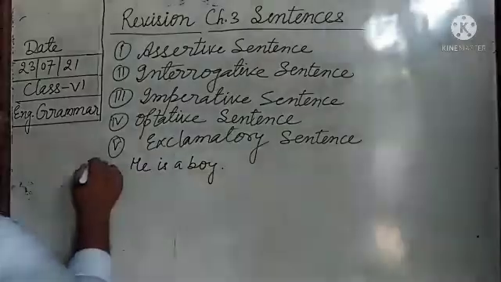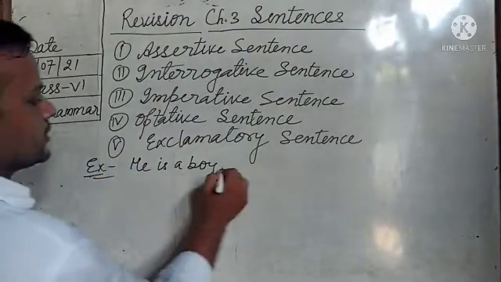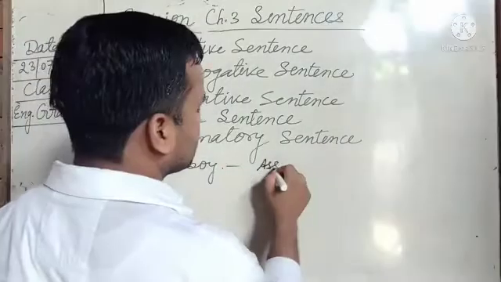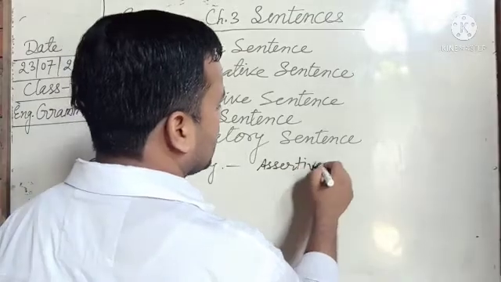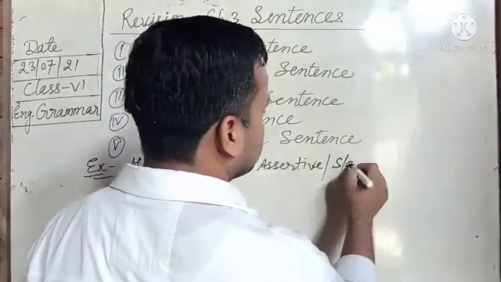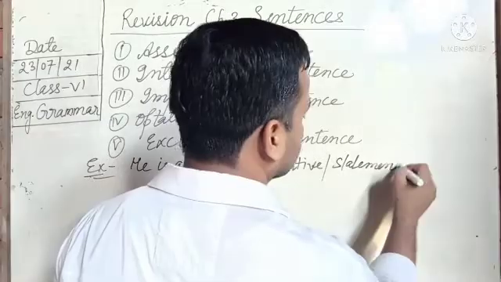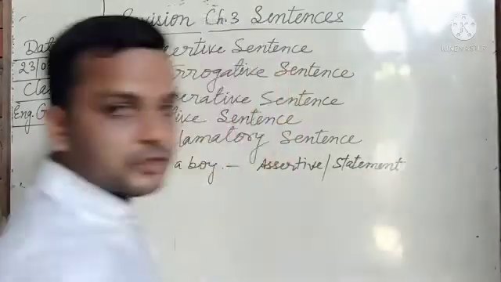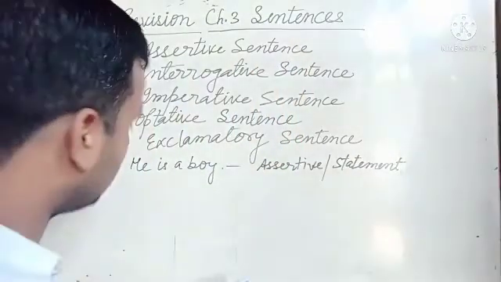So, assertive sentence, a sentence which asserts something, that is known as an assertive sentence. For example, he is a boy. He is a boy. It is what? Assertive sentence. In your book, it is given as statement. So it is called statement also.